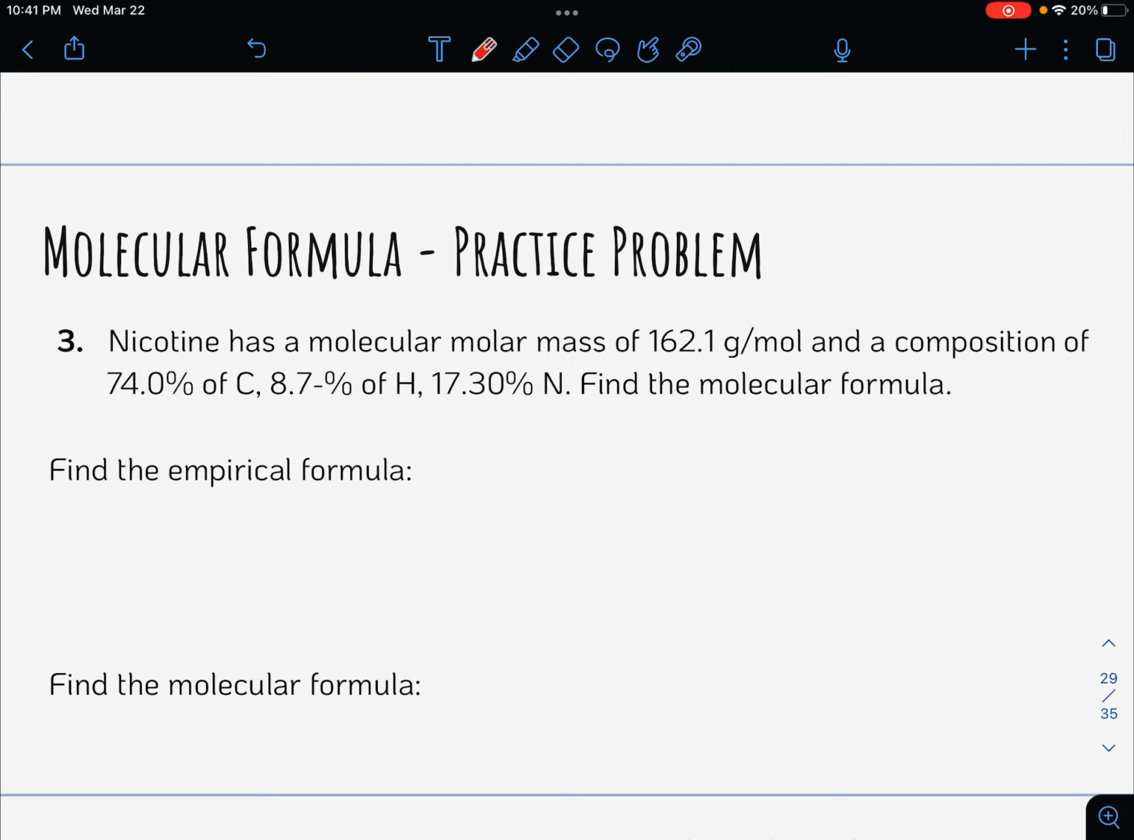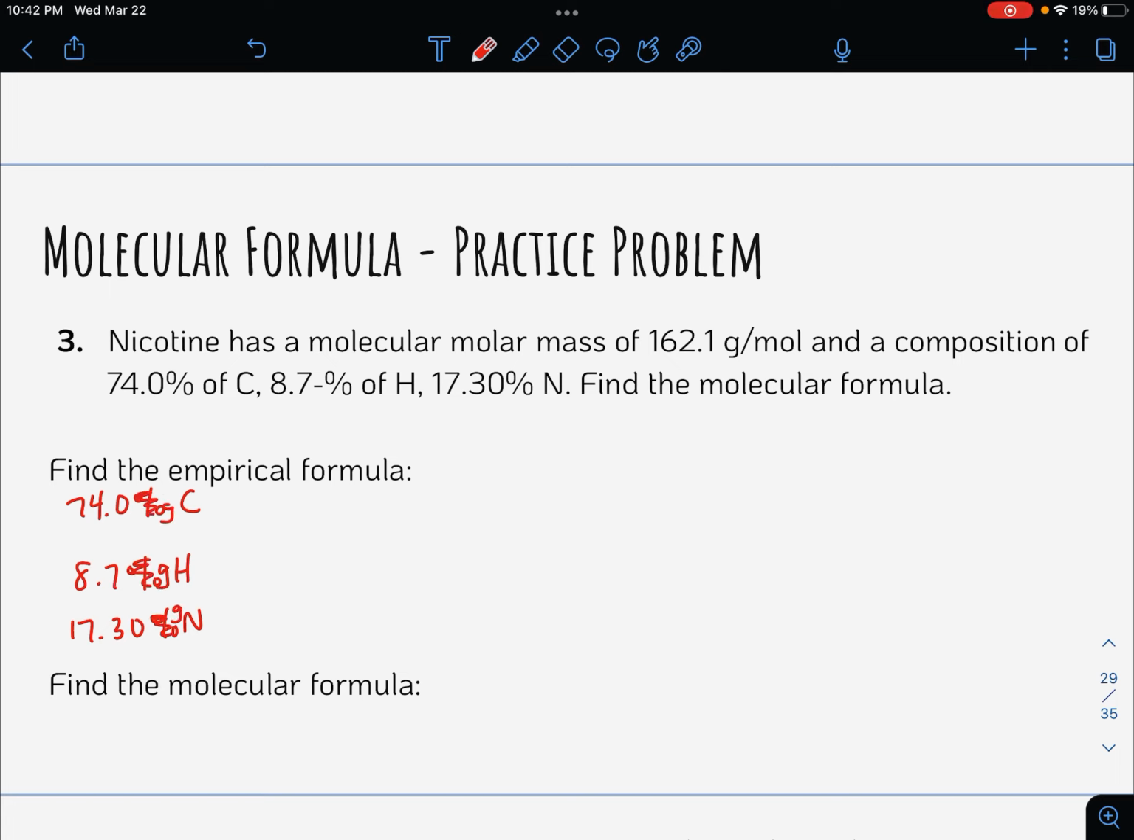All right, so we have one more practice. I'm going to walk you through very quickly the empirical formula section, and I'm going to let you try the molecular formula. Remember, for our empirical formula, we're just going to start by writing down what we're given, writing our percents. If you want to pause here and try it yourself, that's fine, but you do not have to.